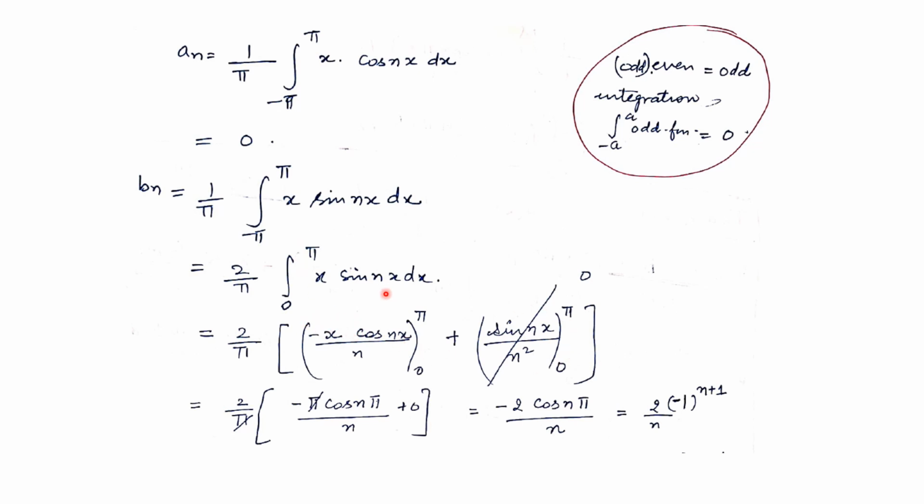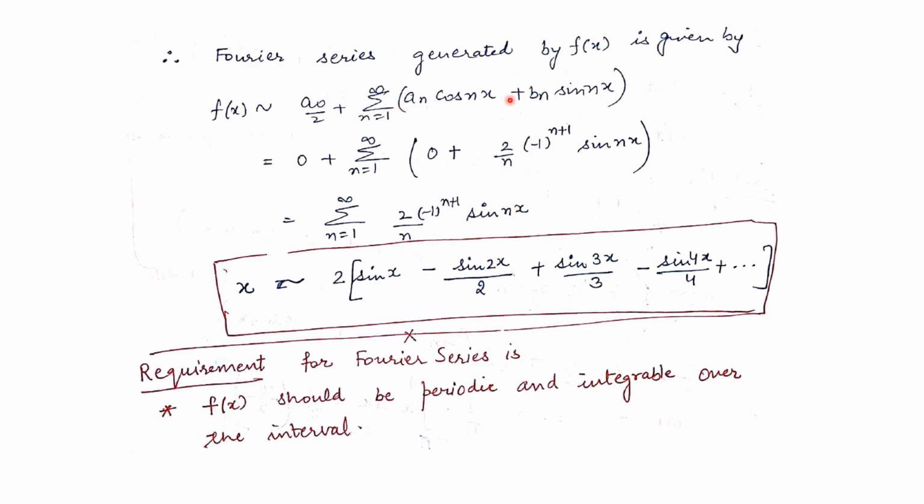So by integration by parts, we will get the value of bn, which is minus 2 cos n pi by n, where cos of n pi is minus 1 to the power n, and with one more negative over here, it will become 2 times minus 1 to the power n plus 1 by n. So the value of a0 is 0, an is 0, and bn is this much. Now you substitute the values of a0, an, and bn in this series. After substituting these values, we will get the Fourier series expansion of x.